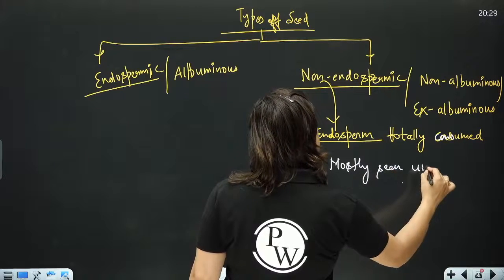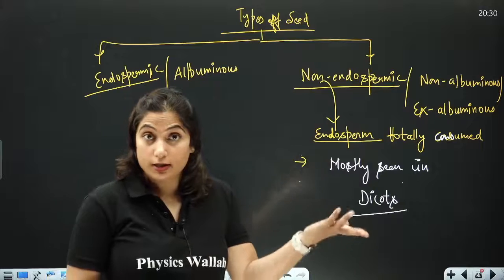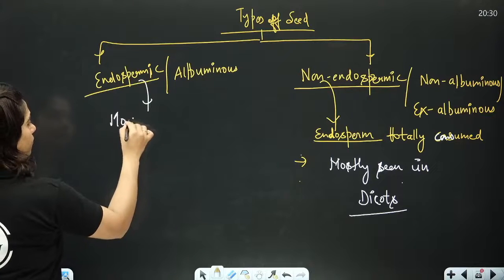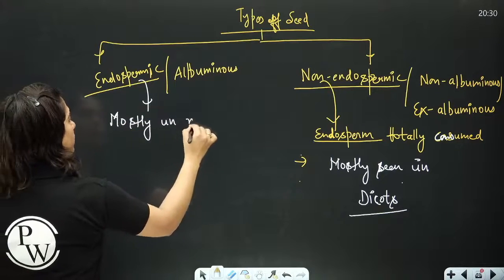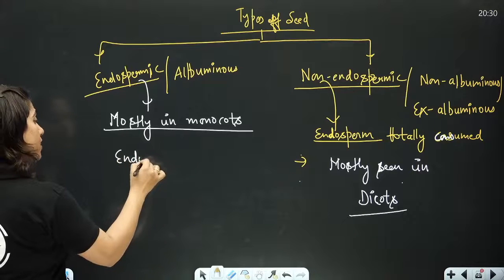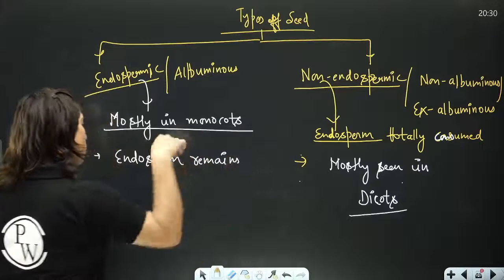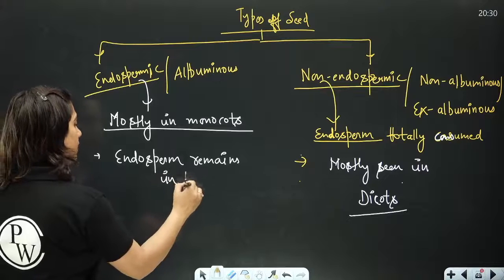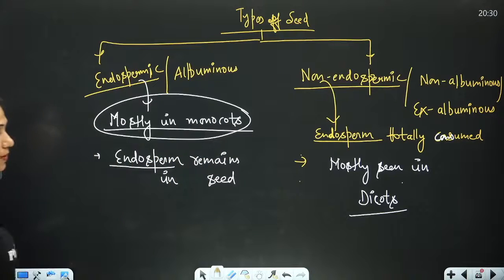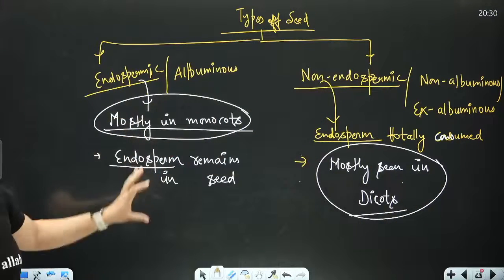That means in dicots, the embryo consumes the endosperm during development, and later on the endosperm is not present inside the seed. But in monocots, the endosperm mostly remains in the seed. That means the embryo does not consume the whole endosperm during development, so it remains in the seed. So remember this: mostly in dicots, what kind of seed is seen? Non-endospermic, and in monocots, endospermic seed is seen, right?